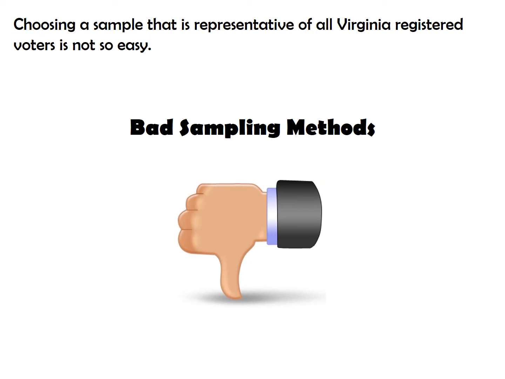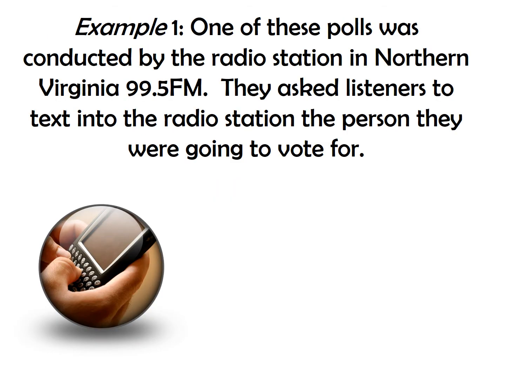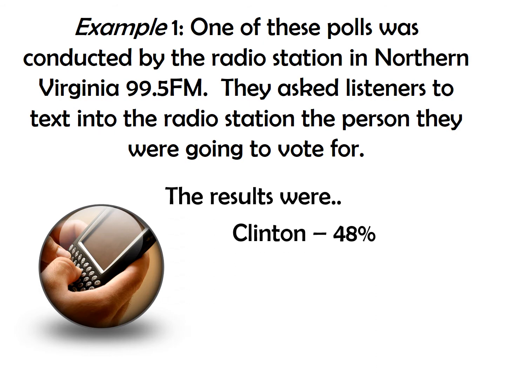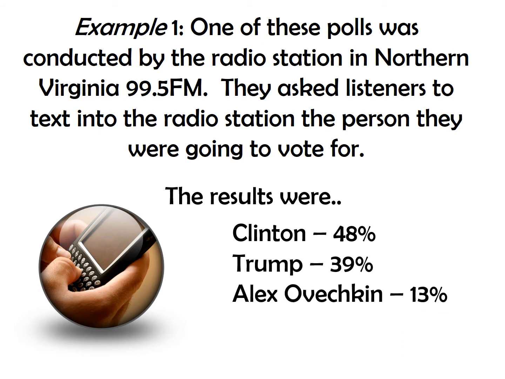So choosing a sample that's representative of all Virginia registered voters is not easy. So let's look at the bad types of sampling methods first. Let's say, for example, one of these polls was conducted by the radio station Northern Virginia 99.5 FM. They asked listeners to text into the radio station the person they're going to vote for. The results are Clinton with 48%, Trump with 39%, and Alex Ovechkin with 13%.